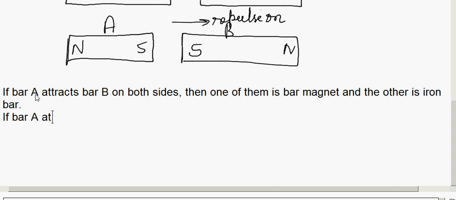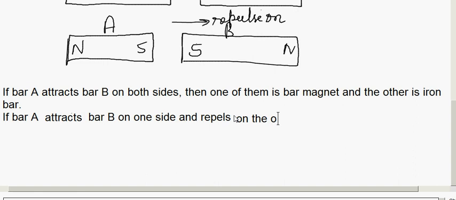If bar A attracts bar B on one side and repels on the other side, then both are bar magnets. Both are bar magnets.